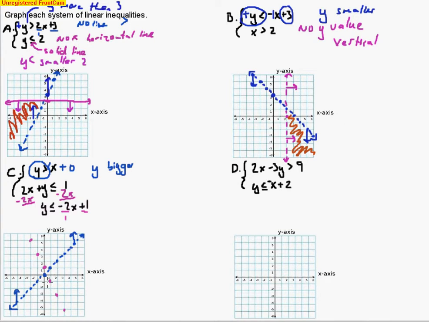Went down 2 and then right 1. Here I'm going up to left 1. And then from there I draw the line. It has the line underneath, so that means solid is the type of line that we're going to end up using. Draw arrows to show that it goes on forever.